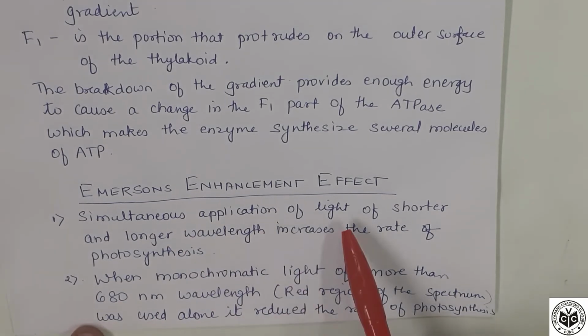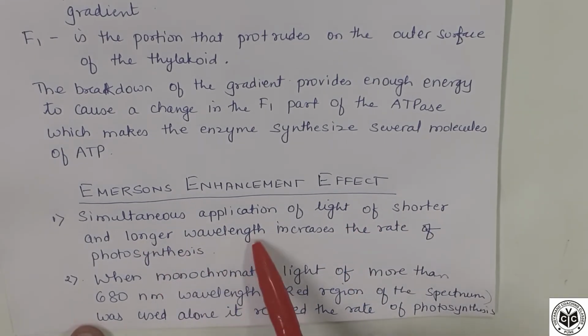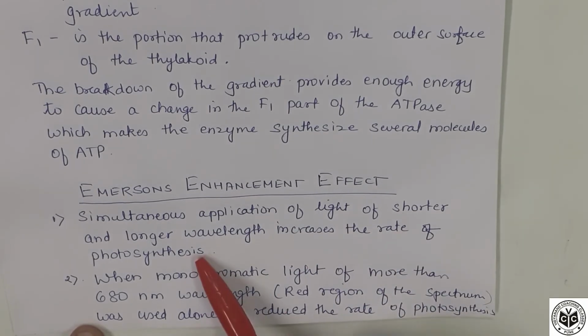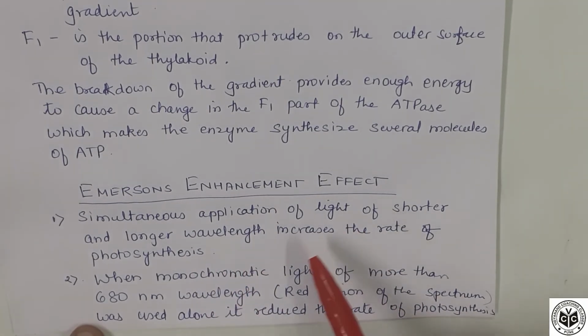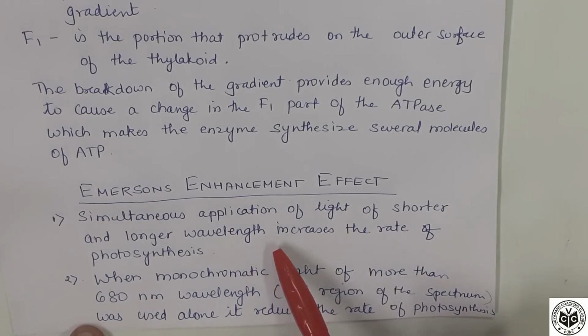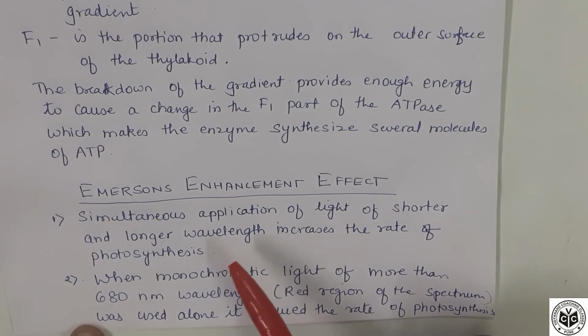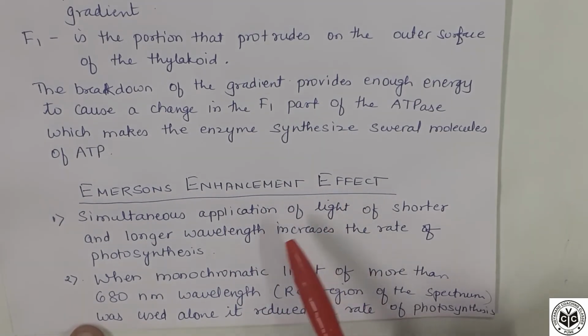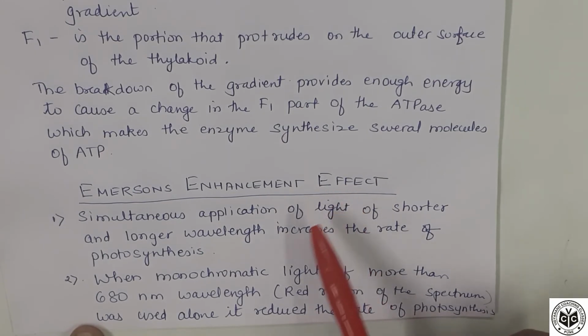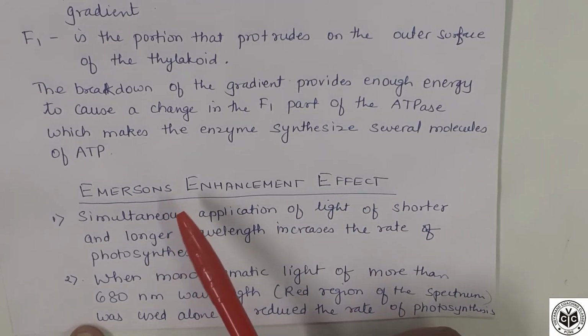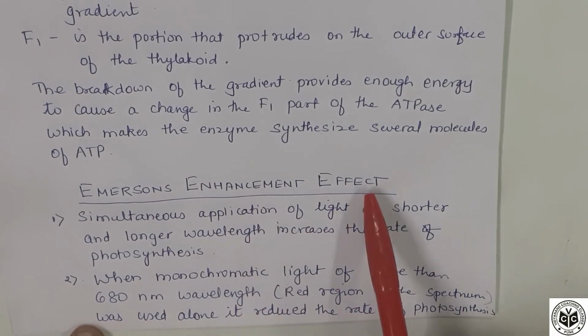The simultaneous application of light of a shorter and a longer wavelength increases the rate of photosynthesis. This means if a plant is receiving light of a single wavelength, then the rate of photosynthesis does not increase. But if you apply light of a shorter wavelength and a longer wavelength simultaneously to the plant, then the rate of photosynthesis is enhanced. That is why it is called the enhancement effect, because it enhances or increases the rate of photosynthesis. And this was discovered by the scientist Emerson. That is why it is known as the Emerson enhancement effect.